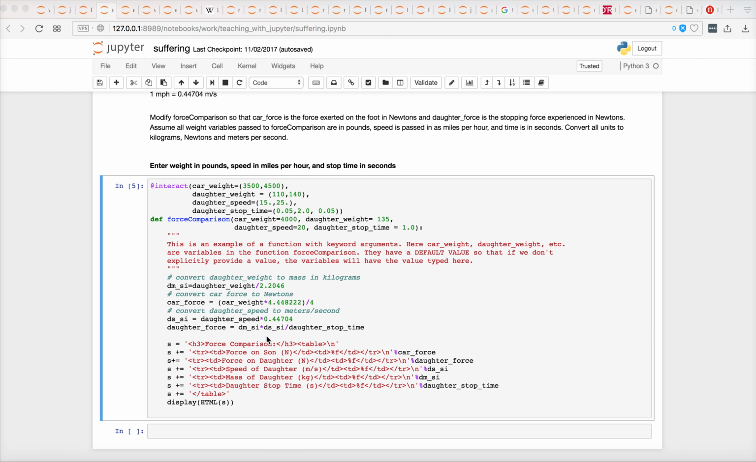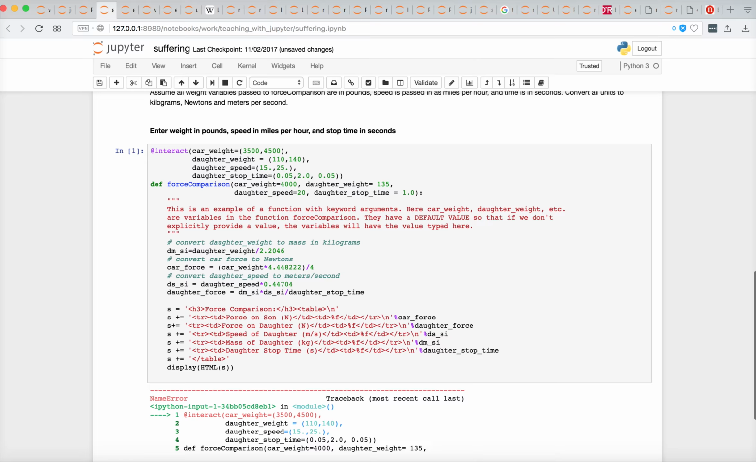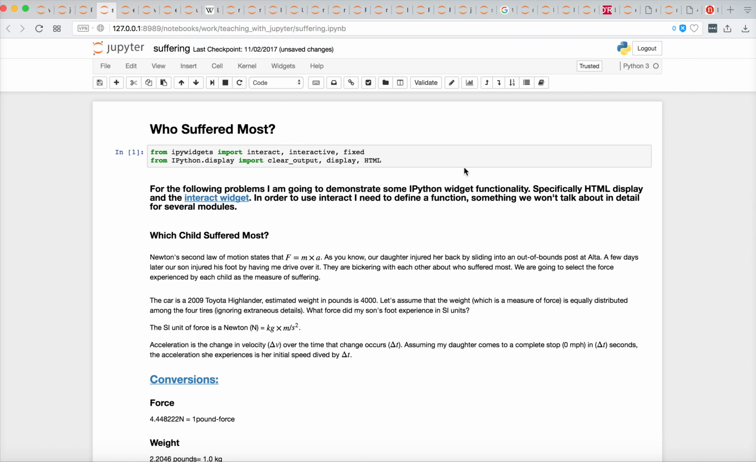And so what we're doing is that the students were just entering some values here, doing some conversions, and then we set it up as in this interactive widget so that they could vary the car weight, my daughter's speed when she hit the sign, and how long it took my daughter to reach zero velocity. And then this is all just getting displayed as an HTML table in the notebook. And I guess it helps if I run things first.